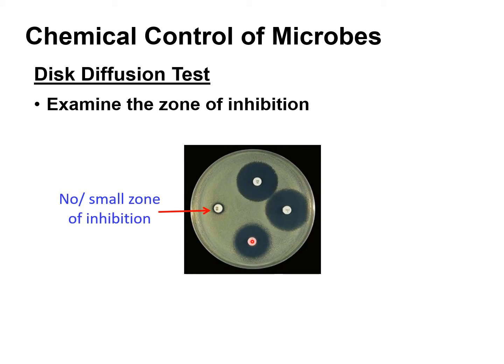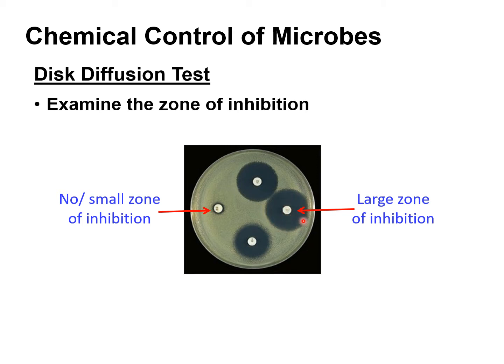And what you want to see is the zone of inhibition around these discs. If there is no zone or if the zone is very, very small, this would give you an indication that the bacteria is resistant to that disinfectant being used. Versus if you see right here the large zone of inhibition, you can tell that this disinfectant is doing a better job.